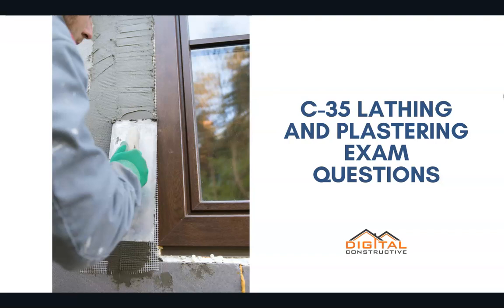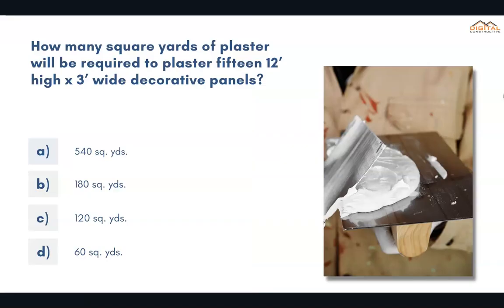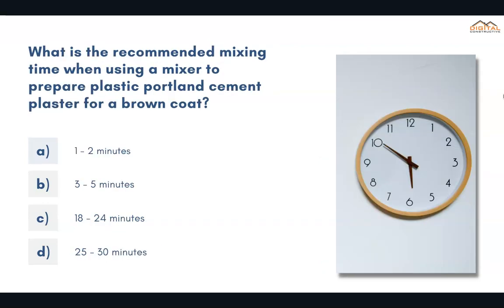Welcome to digitalconstructive.com, and in this video we're taking a quick look at a few C-35 lathing and plastering exam questions. How many square yards of plaster will be required to plaster 15 decorative panels, 12 feet high by 3 feet wide? The correct answer is D, 60 square yards.